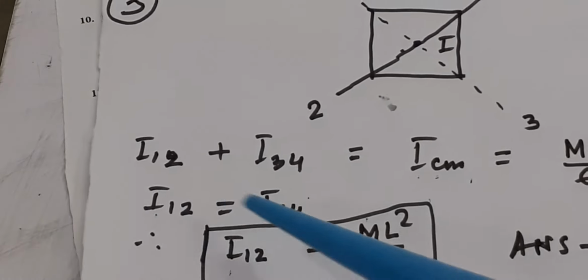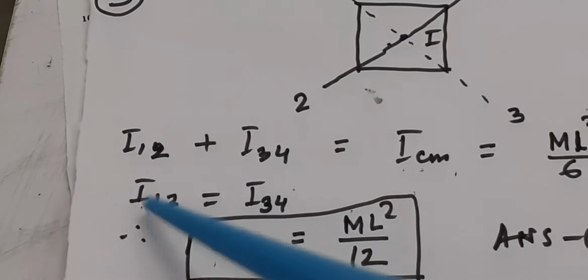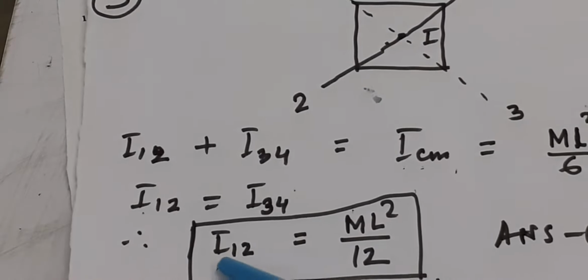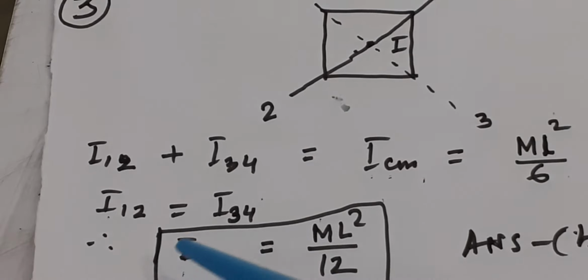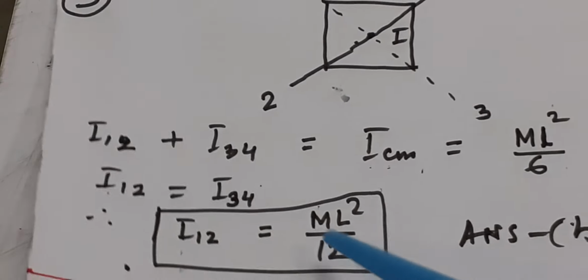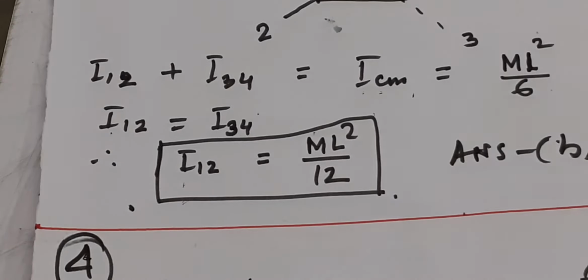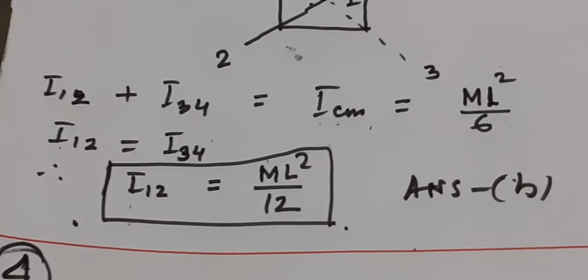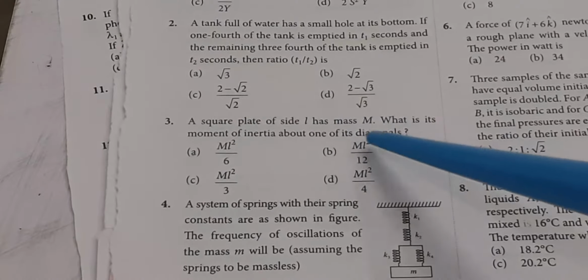Now these two are symmetric, so they are equal. So that means sum of these two means twice of I12 equal to ml square by 6, and only I12 will be divided by 2, that means it will be 12 here. And that means ml square by 12 will be the answer with moment of inertia taken with respect to any one of the diagonal. That answer B will be the correct one. B will be the correct one, you can see here.